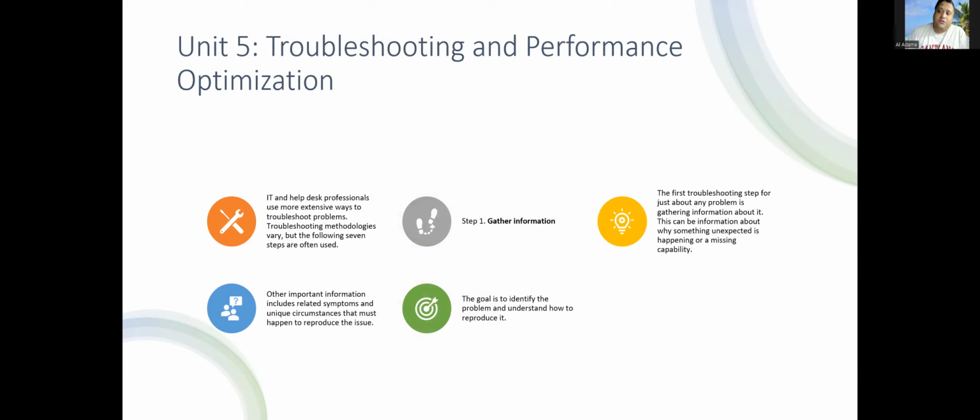The first troubleshooting step for just about any problem is gathering information about it. This could be information about why something unexpected is happening or a missing capability. What's a good missing capability I've seen? My keyboard stopped responding. Could be unplugged, could be a loose plug, keyboard could have gone bad. A couple things, it could be filters. That's from the Windows 98 days. You had to delete filters in the registry.